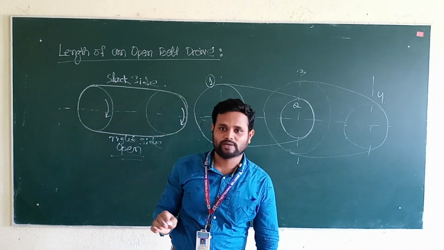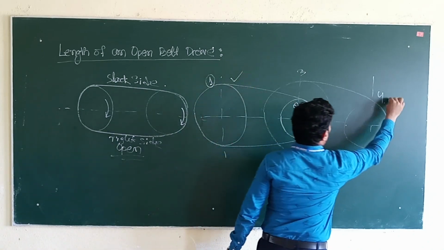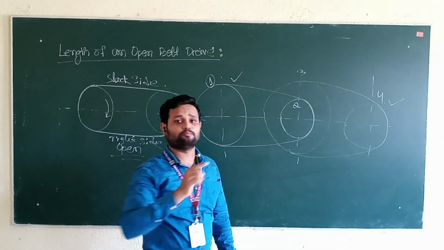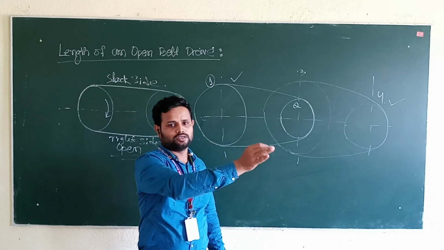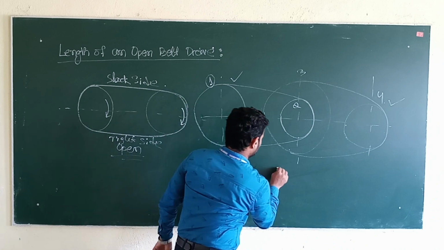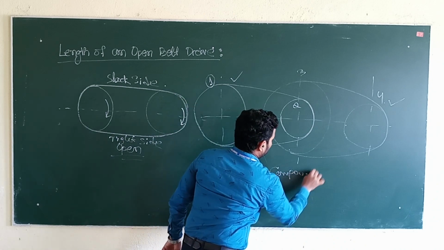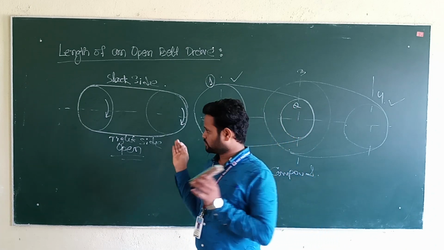So in case of compound belt drive, the power is transmitted from the driver to the follower through several pulleys. If power is transmitted through several pulleys from the driver pulley to the driven pulley, then you can say it is a compound belt drive. So these things we have already discussed in the class.